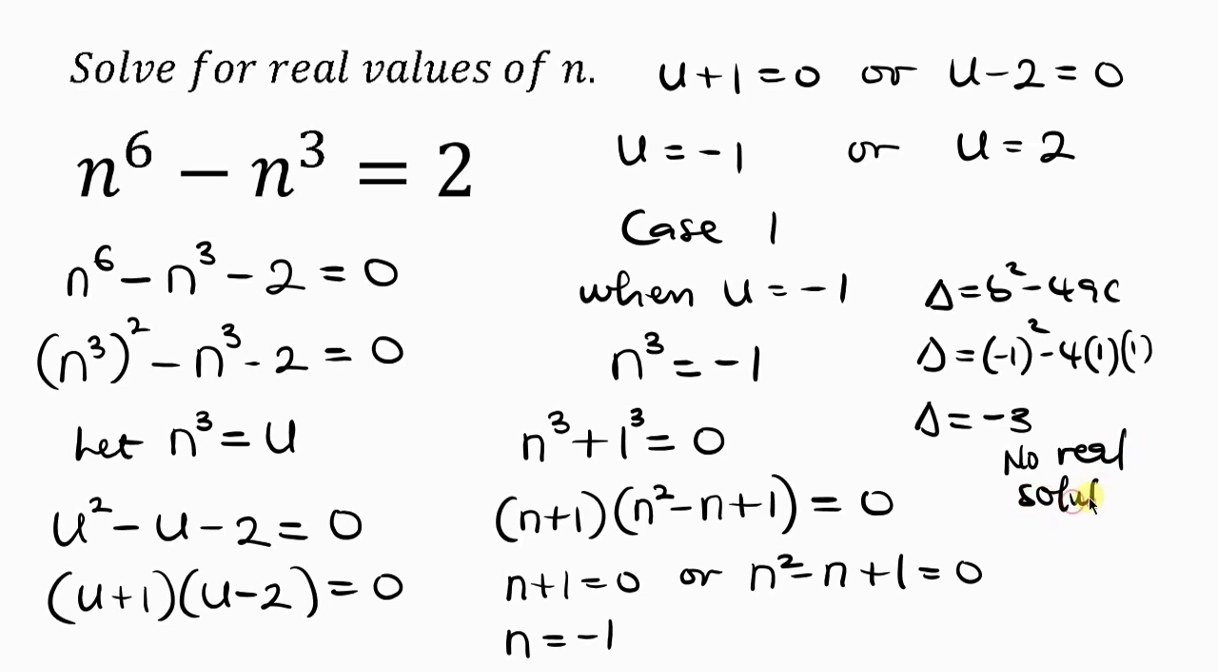So we only have one real solution from our first case, which is n equal to negative 1. So now let's go and look for our second case when u is equal to 2. So we write case 2. So for case 2, this is when we have u to be equal to 2.